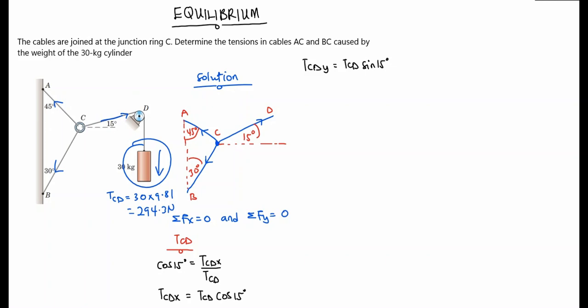Now let's go to TAC, the tension in the cable AC. For that one too, we are going to have components, right?